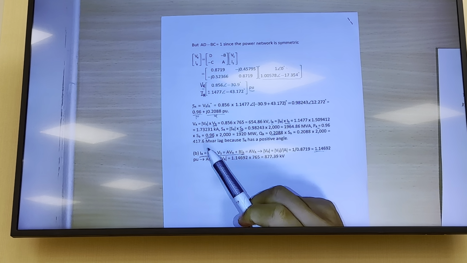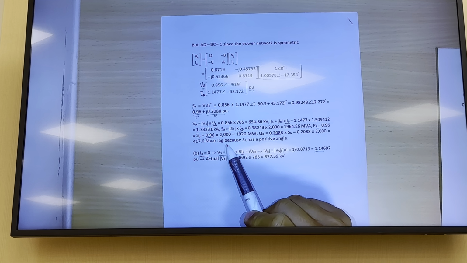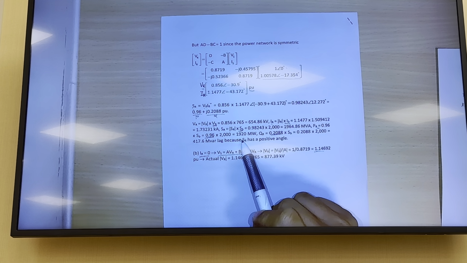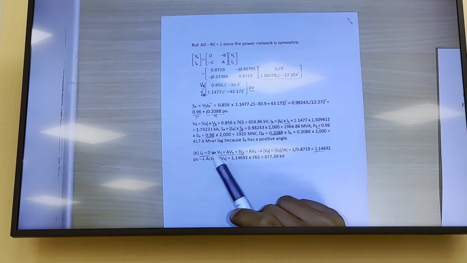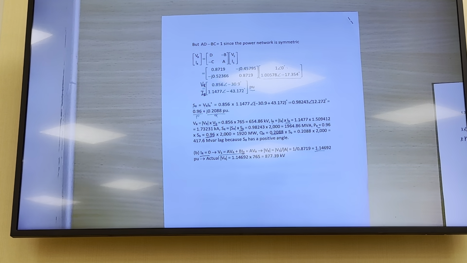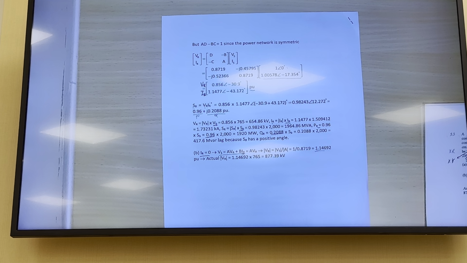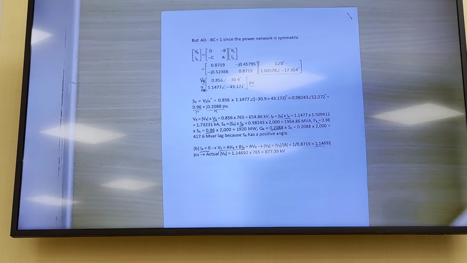Okay, you can see that this Q is positive. That means it has a positive angle. S will have a positive angle because this is positive. That means it's lagging. Okay. That's question A.